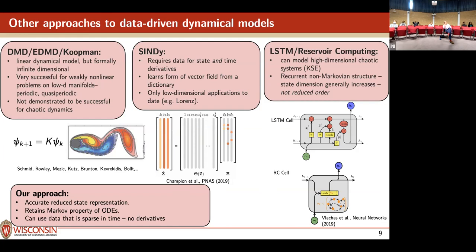So you're expanding the state variable. So this is not reduced order modeling. That said, it can be a very effective way to make predictions, to make forecasts. So our approach is quite different from these, in that we really want lower dimensional models, reduced order models. We want them to be Markov. We want them to respect the original Markovian nature of dynamics, and we don't want to have to have access to timing.